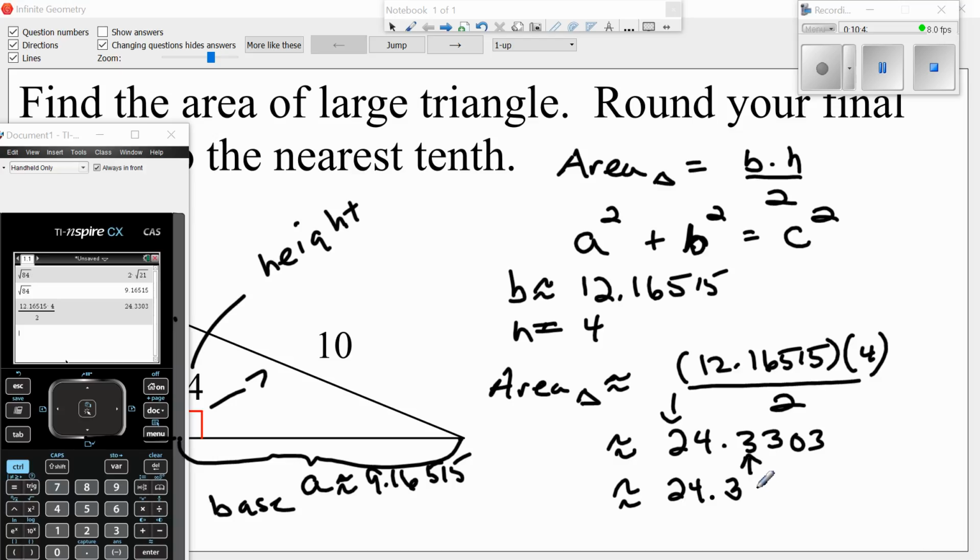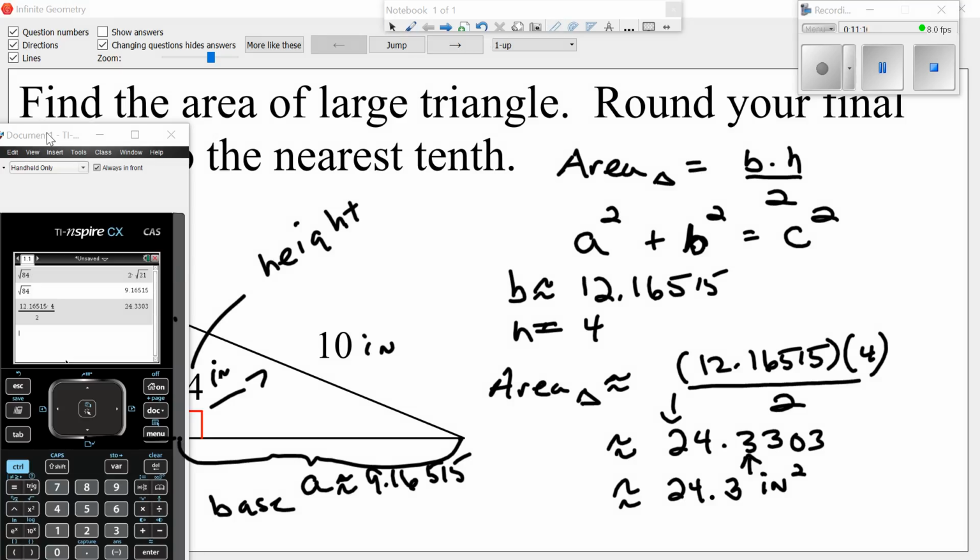Now what are the units here? Suppose we had sides that are inches. My units here are going to be inches squared, because I'm finding the square, how many squares are going to fit in this triangle. I also multiplied inches by inches, which gives me inches squared. So that's how you find the area of a triangle.